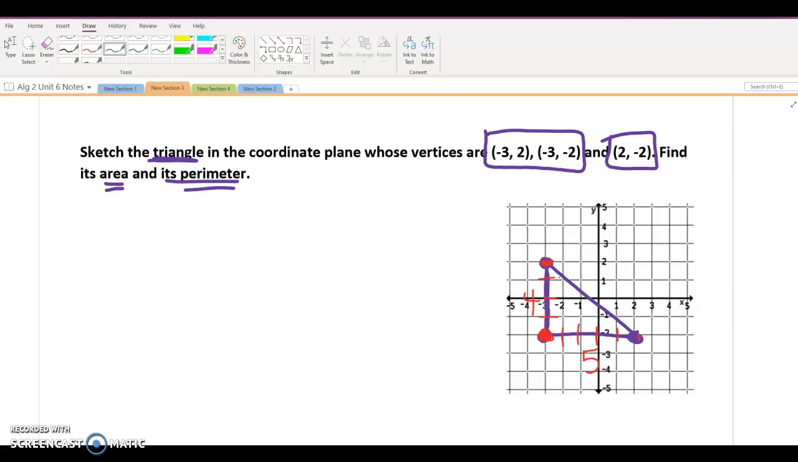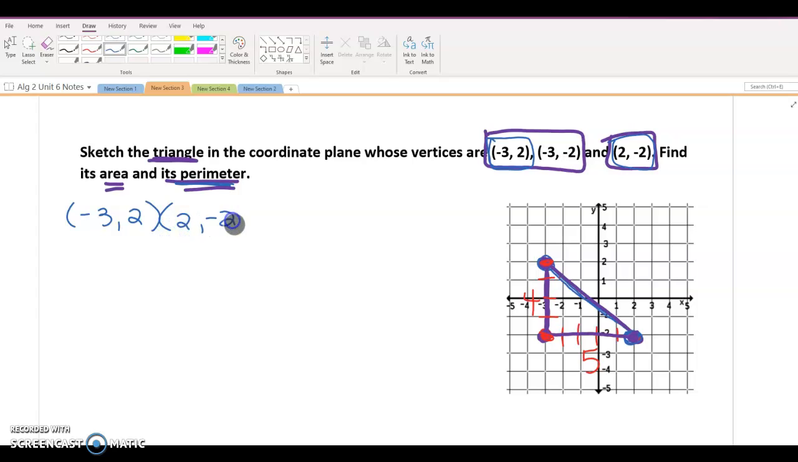But in order to find the perimeter, we also have to find our other side length from our first point to our last point to find that diagonal. Now we cannot count this because it's diagonal. So in order to go from our first point here at our -3, 2, down here to our last point at 2, -2, we're going to have to use our distance formula. So I'm going to go ahead and rewrite out those ordered pairs so we can see them a little easier.